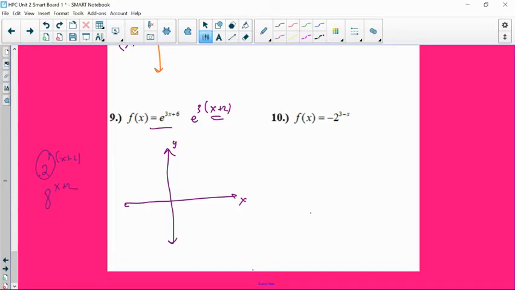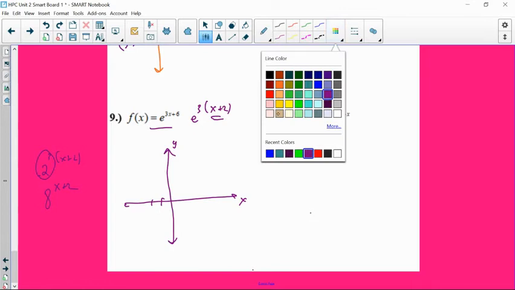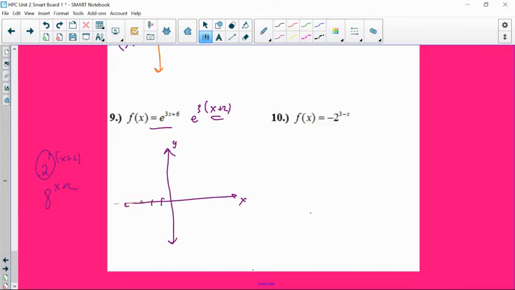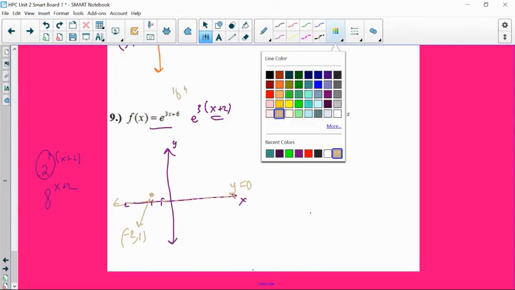Okay, but we're shifting to the left 2, which has no bearing on our horizontal asymptote. It only has a bearing on the fact that our nice y-intercept will be shifted to the left 2 units. So I'm still going to put y equals 0 as that horizontal asymptote. And then I know my intercept here now will be at negative 2, 1. And again, negative 2 makes that the 0. Remember, we're always looking for the 0 to find that intercept. And then we can draw our graph.